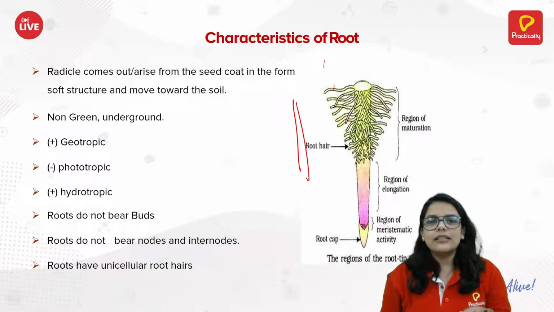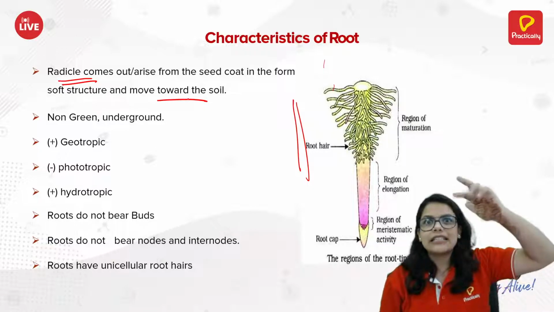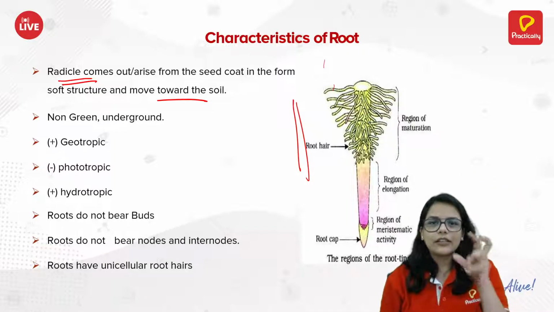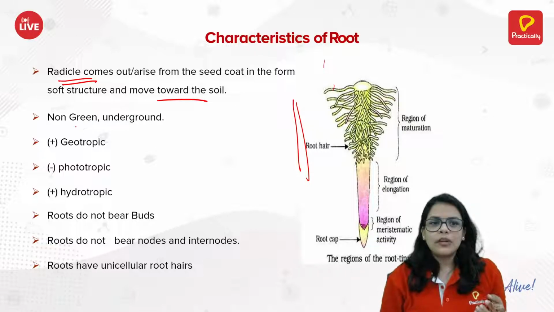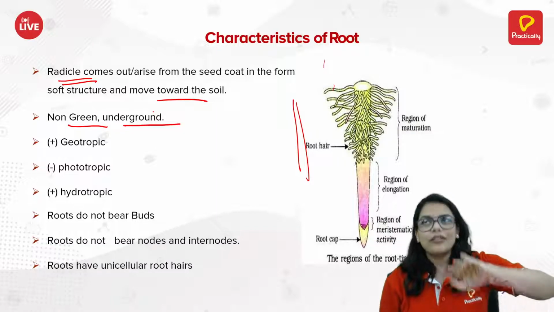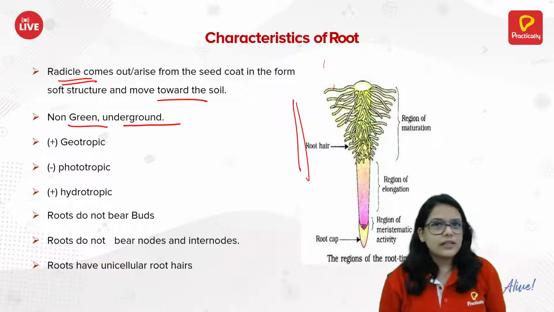The root is what comes out of the radicle, and it moves towards the soil. It goes downward, like how gravity pulls everything, it comes down. It's non-green and it's underground most of the time. And every time I say most of the time, it's because there are always exceptions.